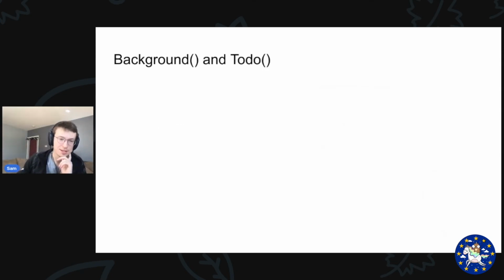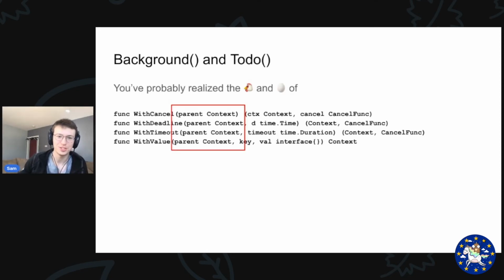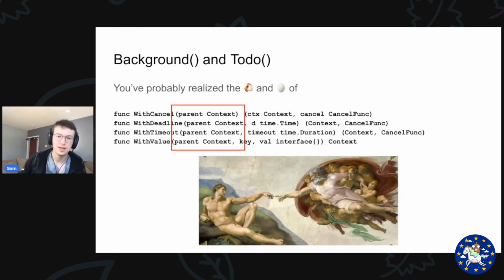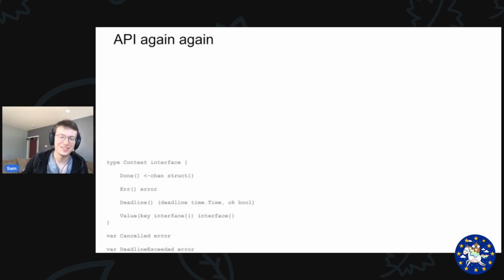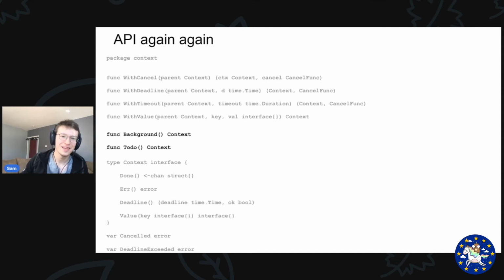So the last part of the API that's important is background and to do. There's a chicken and egg problem with these 4 functions, which is what if you don't have a parent object? You're not allowed to pass it nil. So what if you don't have a context to pass it? The origin of all context, of all life in the context world, is the background and to-do functions. So if we look at that API one last time, there are 2 more package level functions, background and to-do, which each just return a context.